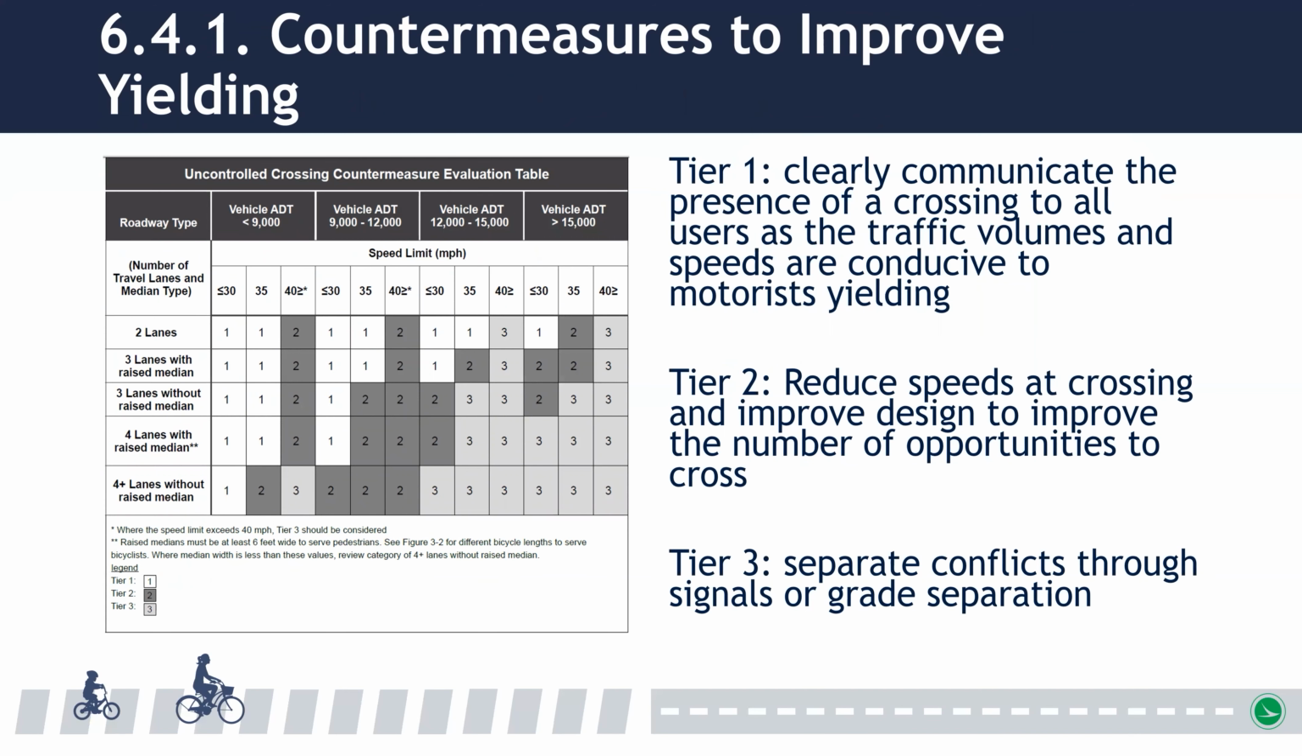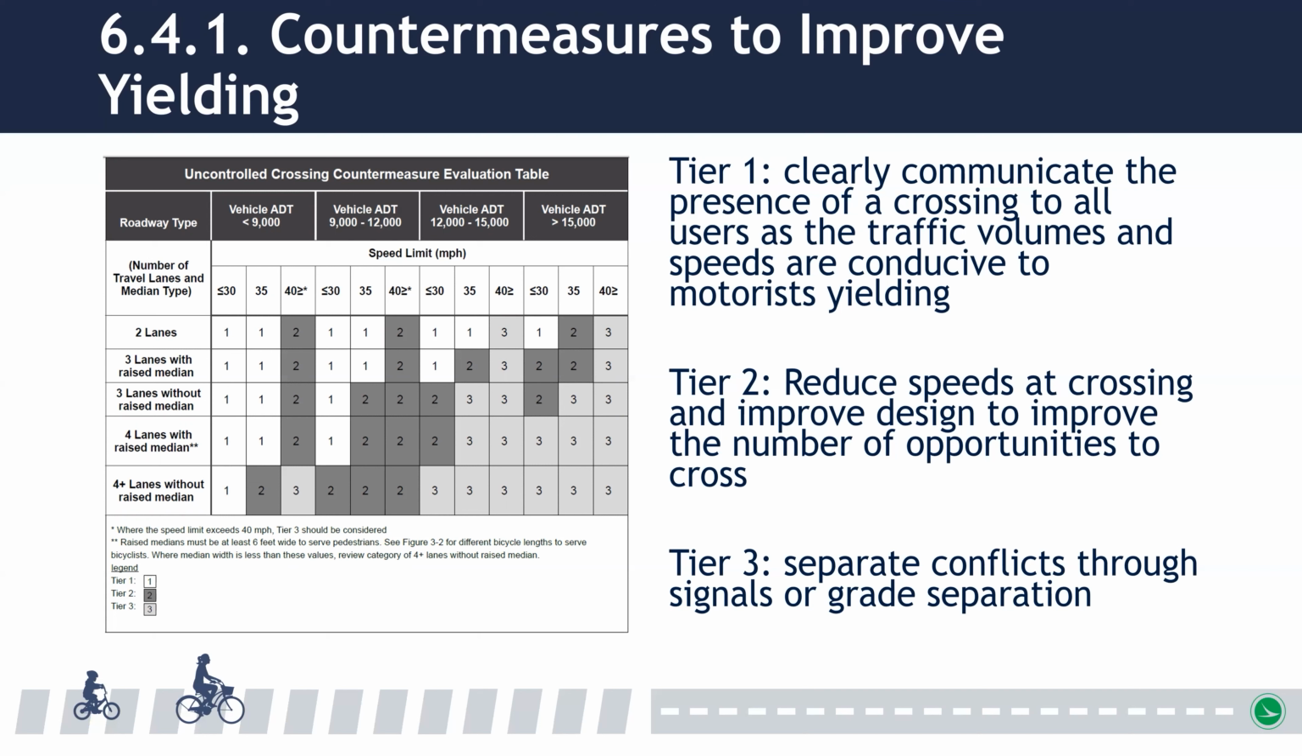At locations where gaps do not provide the recommended minimum number of crossing opportunities, engineering countermeasures to increase crossing opportunities should be considered. As shown on this slide, the guide provides a table to select countermeasures based on roadway characteristics. The countermeasures are split into 3 tiers. Tier 1 begins with markings and signing. Tier 2 involves changing the design of the street to create conditions that create crossing opportunities. And Tier 3 involves signalization or grade separation.